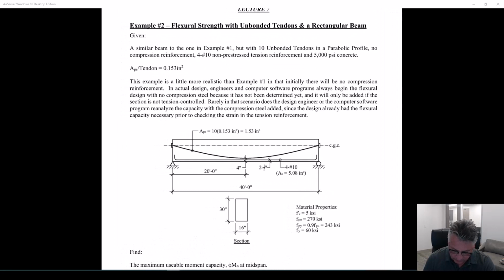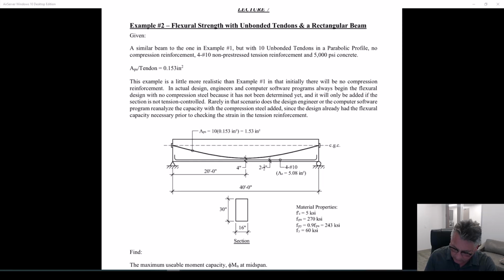Okay, similar beam, similar span. 10 tendons. Again, every single time, every tendon will be 0.153 square inches. I know that about as well as I know my own name. Half-inch diameter strand is 0.153 square inches. It's the only one I have to remember and think about.